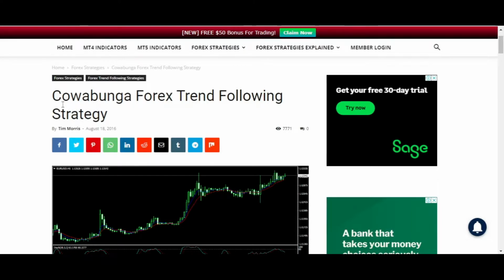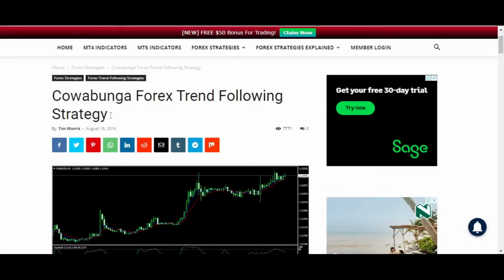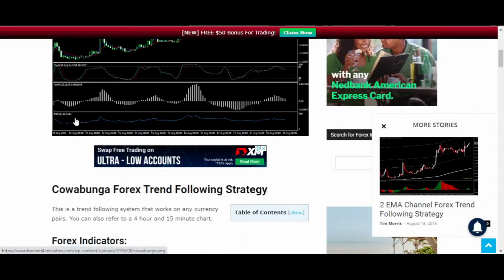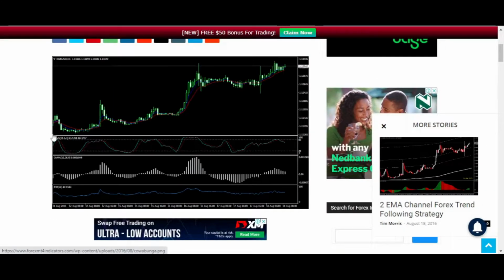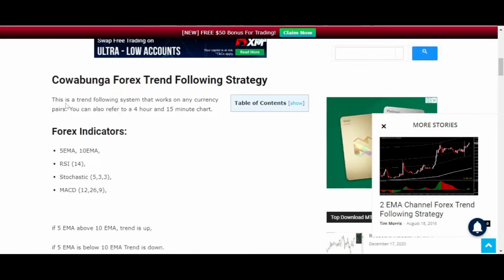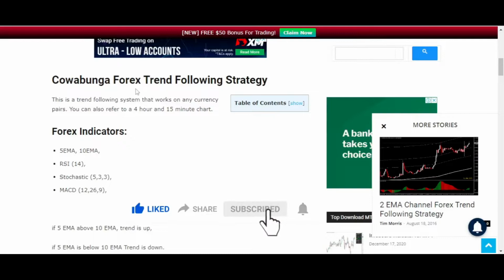So we're going to turn this Chawabanga forex trend following strategy into a forex robot, because we are lazy and we don't want to always come to our charts and look for all these conditions in order to place buys and sells. So let's just look into this Chawabanga forex trend following strategy.